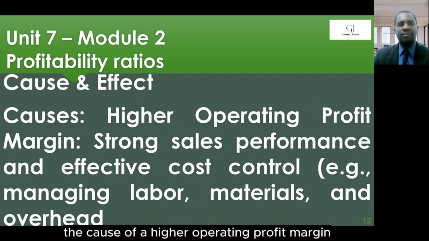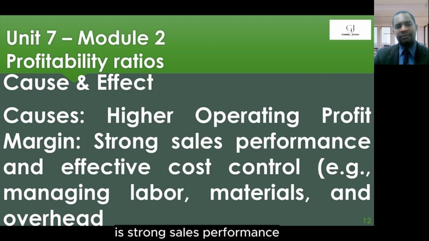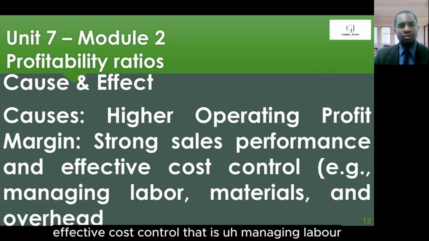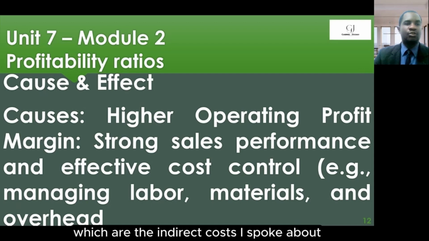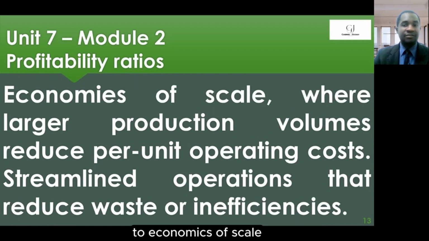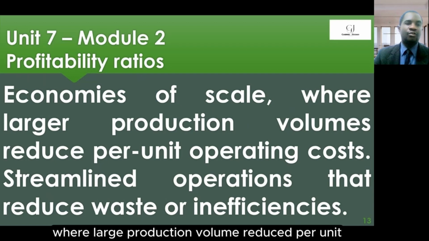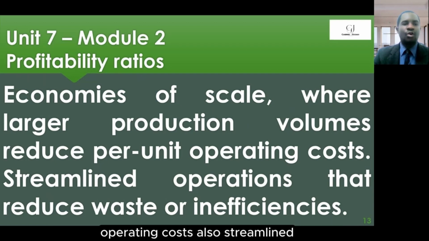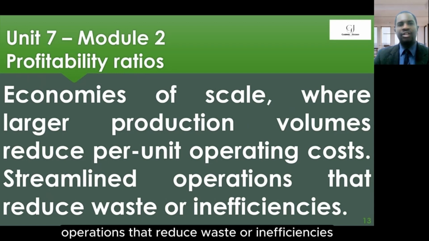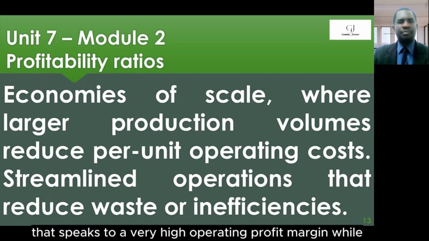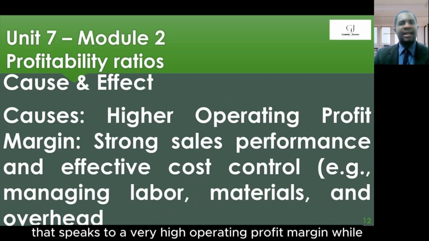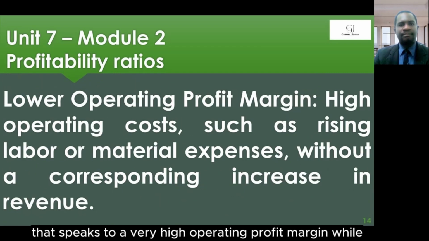The cost of a higher operating profit margin is strong sales performance, effective cost control, that is managing labor, materials, and overheads, which are the indirect costs I spoke about. So economies of scale, where large production volume reduces per unit operating cost, also streamlines operations and reduces waste or inefficiencies. These are items or factors, metrics that speak to a very high operating profit margin.